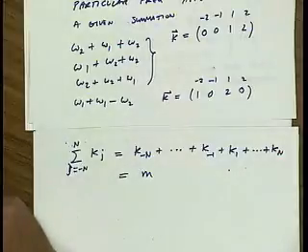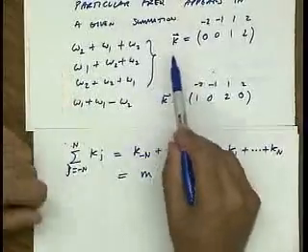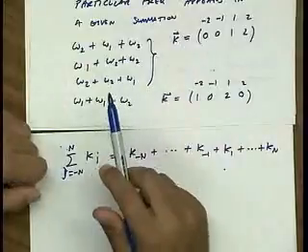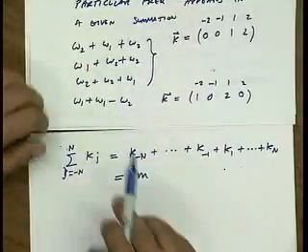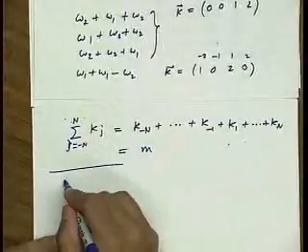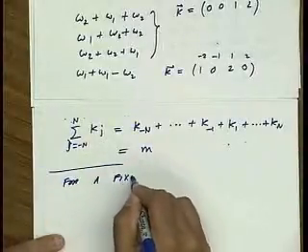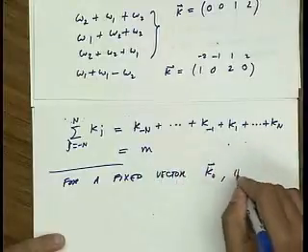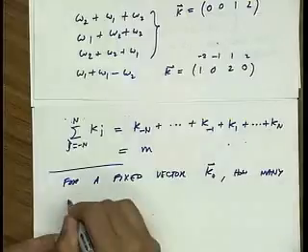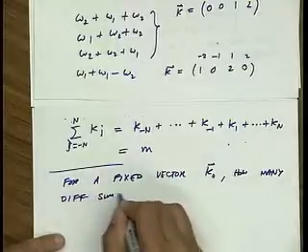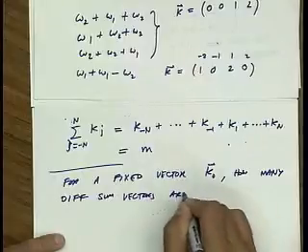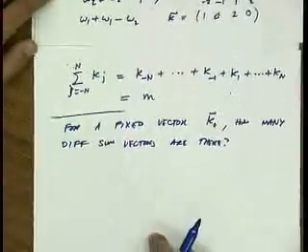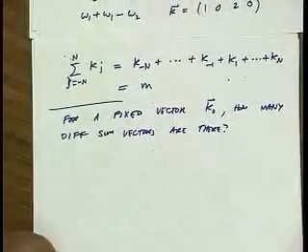So now we'd like to ask the question, for a given k vector, fixed k vector, how many different ways can we form this k vector? Right? So let me write that down. So for a fixed vector, let's say k naught, how many different sum vectors are there? Okay? So this is a little bit of simple counting.